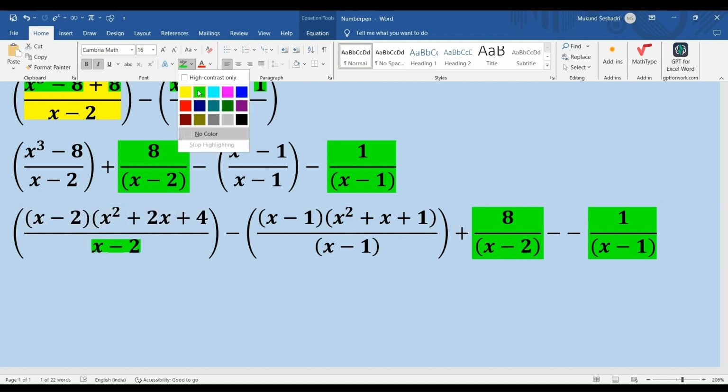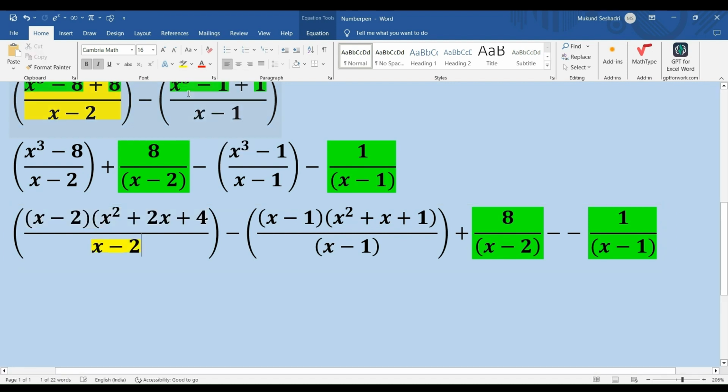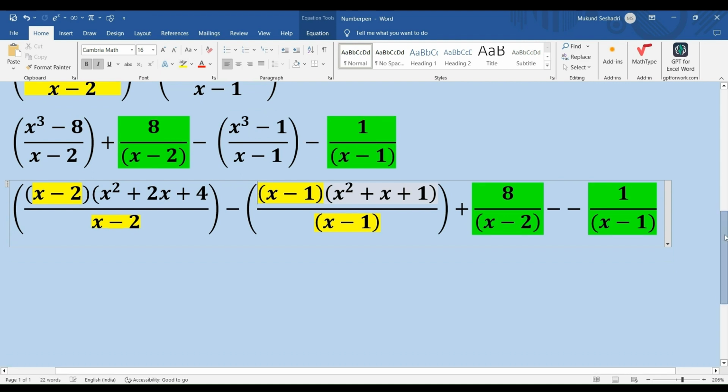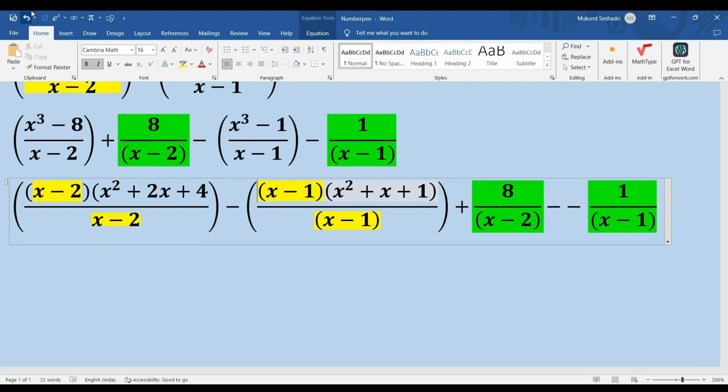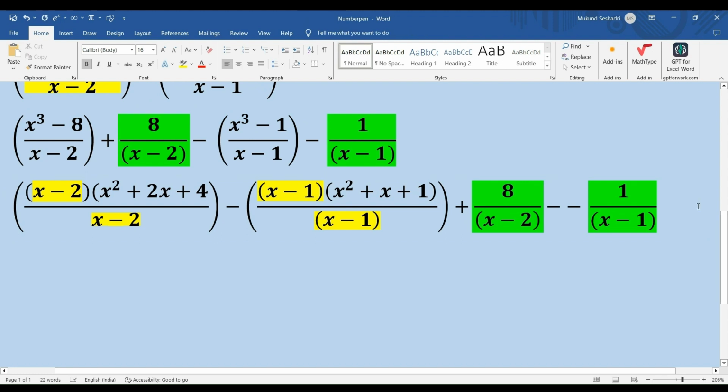Now I know that I have an x − 2 term in the denominator. I can cancel it out with the x − 2 term in the numerator of expression 1, right? So my x − 2 gets cancelled in the first term, and similarly I have an x − 1 term in the second part of the expression. I can cancel out the x − 1 there as well. Notice that I've highlighted these expressions in yellow.